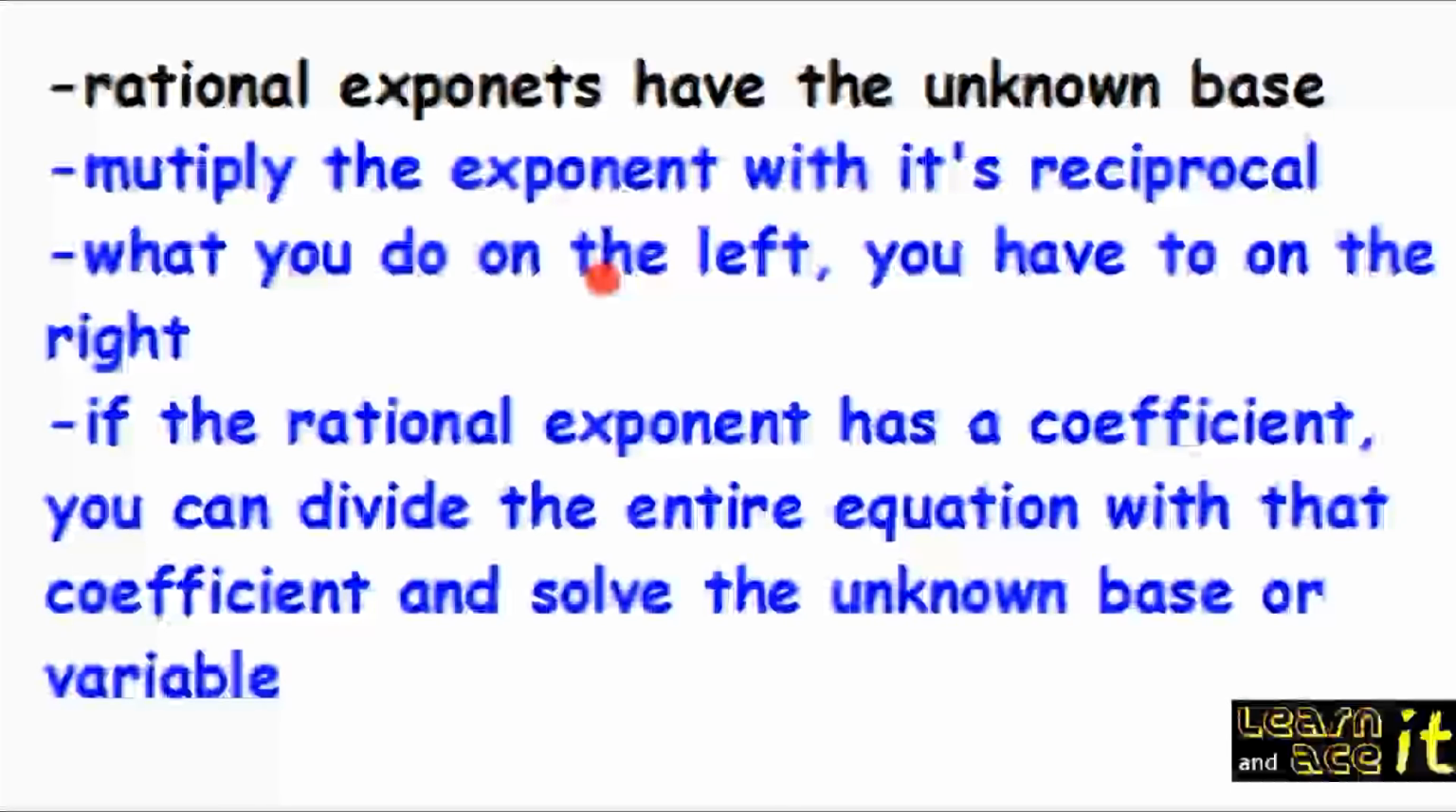Then you need to take note that whatever you do on the left hand side of the equation, you need to do on the right hand side so that the equation can be balanced. And then lastly, if the rational exponent has a coefficient, you can divide the entire equation by that coefficient and solve for the unknown base or variable. Okay, so those are the few tips that I can give you right now. Let's put them into practice and see how we can apply them.